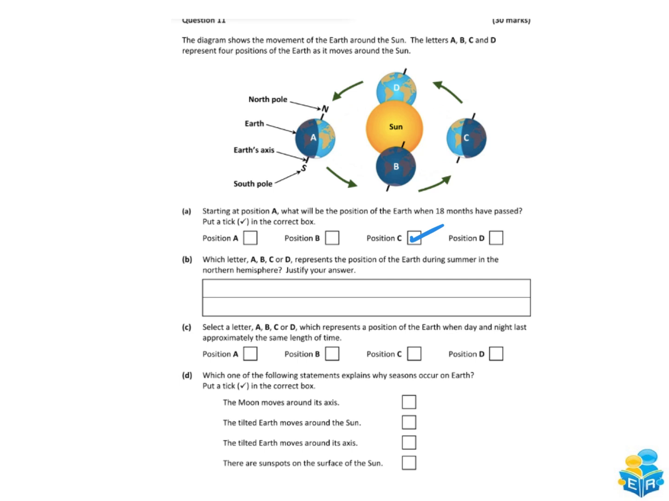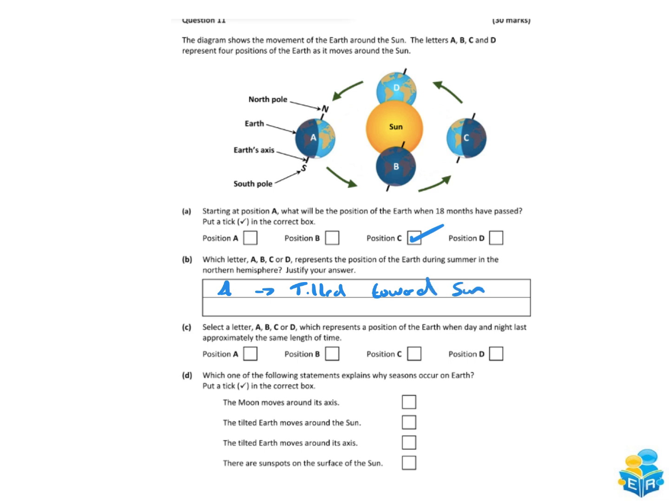Which letter A, B, C or D represents the position of Earth during summer in the Northern Hemisphere? So in the Northern Hemisphere, we have to be tilted toward the Sun. So that is going to be here. The Northern Hemisphere is tilted toward the Sun here. So that's position A, and we know that because it's tilted toward the Sun.